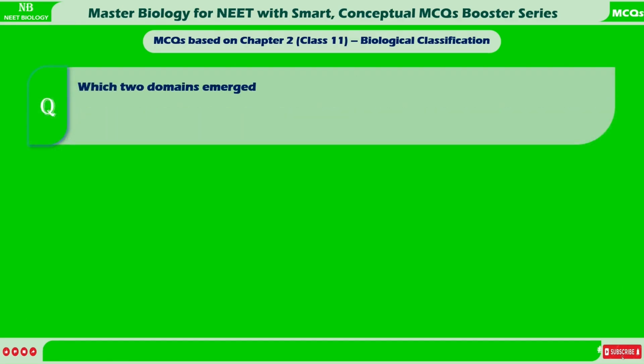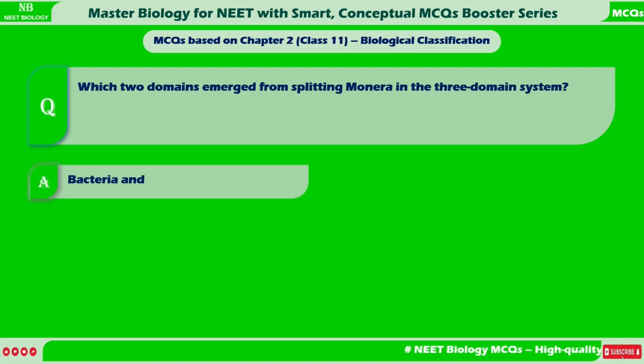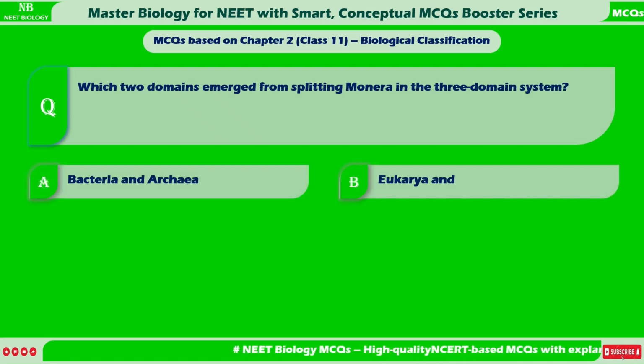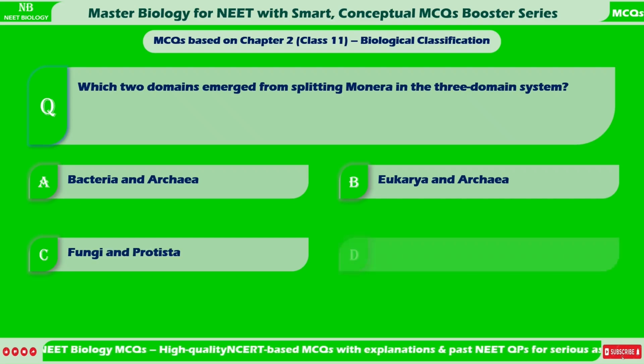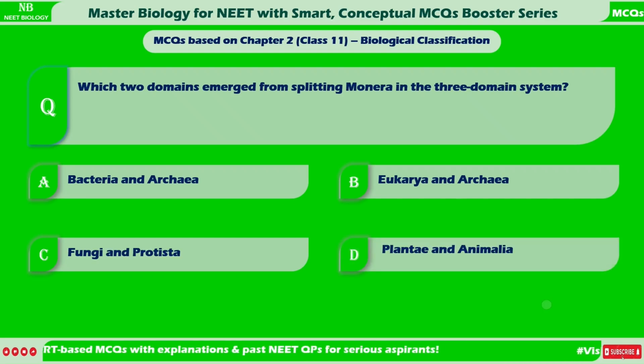Which two domains emerged from splitting Monera in the three-domain system? A. Bacteria and archaea. B. Eukarya and archaea. C. Fungi and Protista. D. Plantae and Animalia.